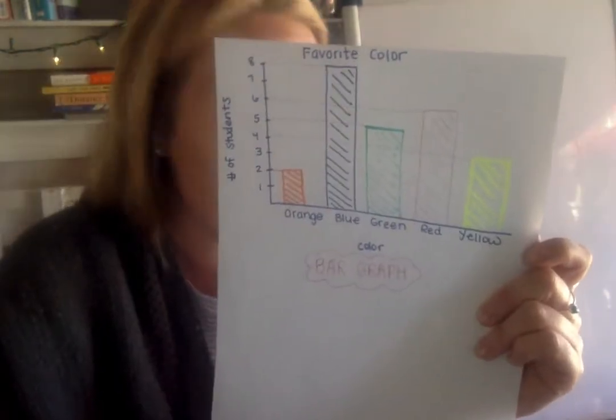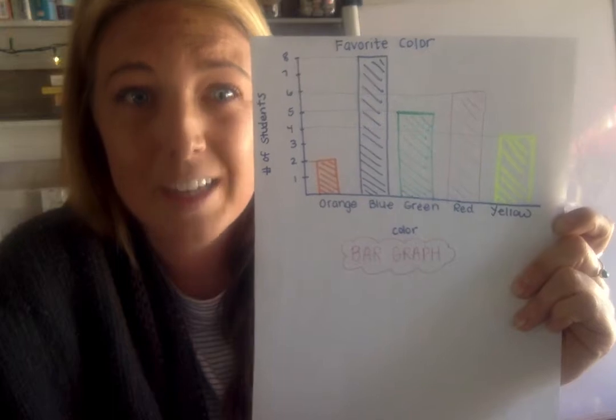Another way of showing data is something called a circle graph. I want you to think of what a circle graph is. And I can hear some of you saying, oh, that's a graph that looks like a circle. And you are basically correct. A circle graph, I'll just do it right here, is going to look like a circle.